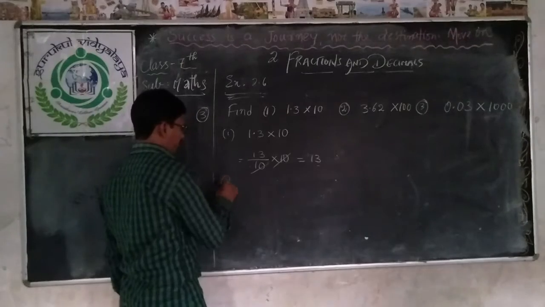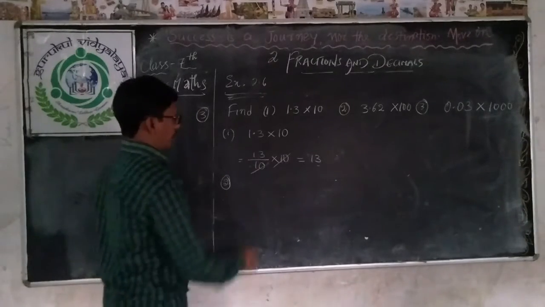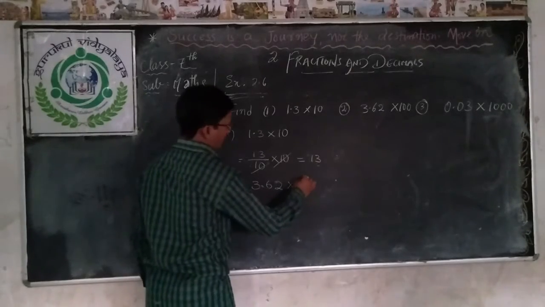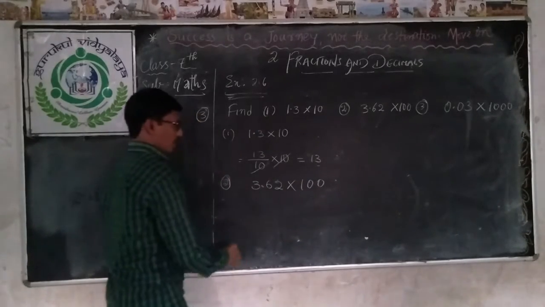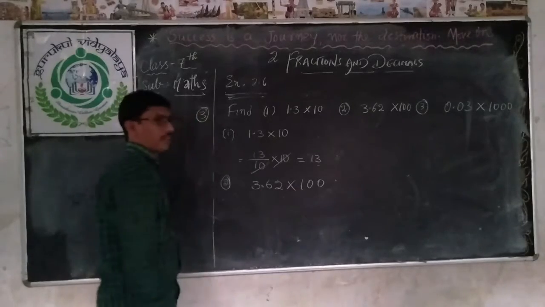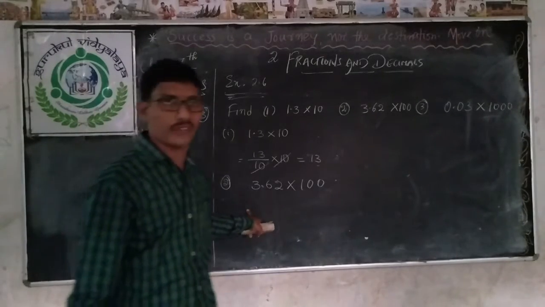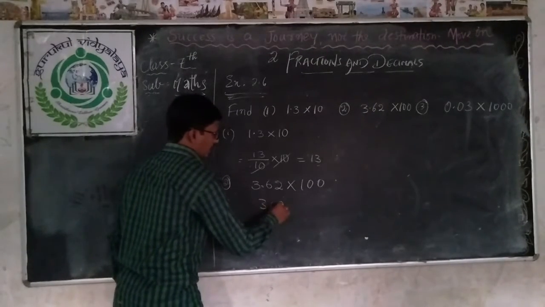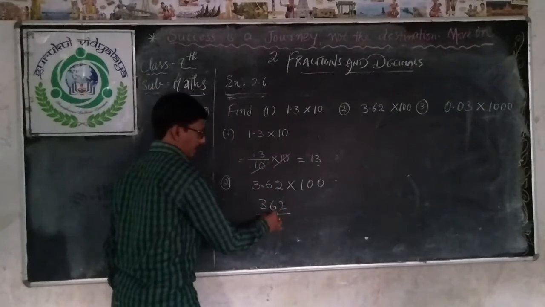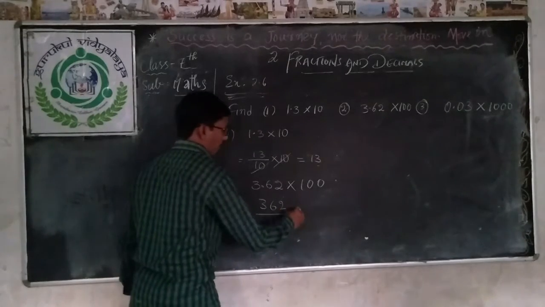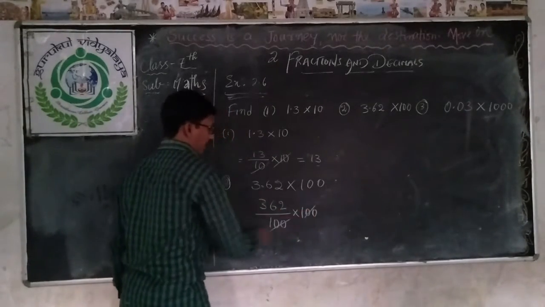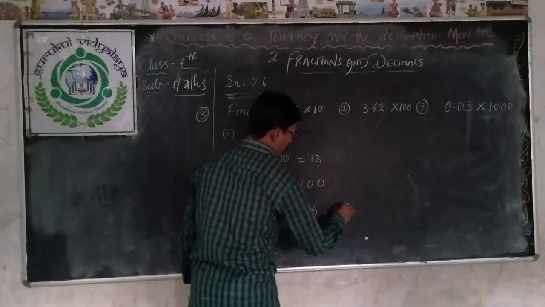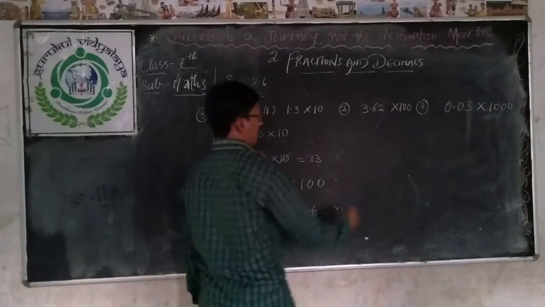Okay, second problem, 3.62 into 100. Again, convert this decimal number into a fractional number. 3.62, that means remove the point, you will get 362 by hundreds, since it is the hundredths place. So multiply it again with 100. 100 and 100 cancel. So what is the answer? 362 is the answer.